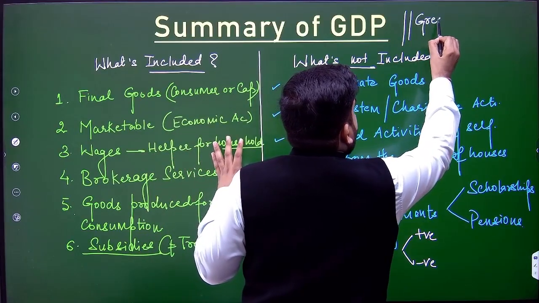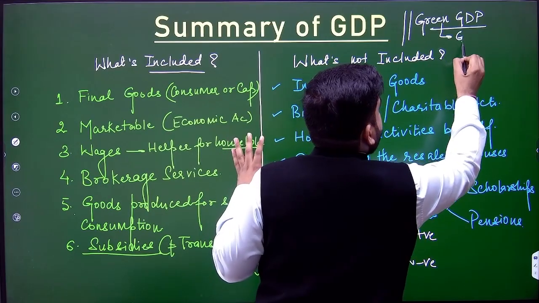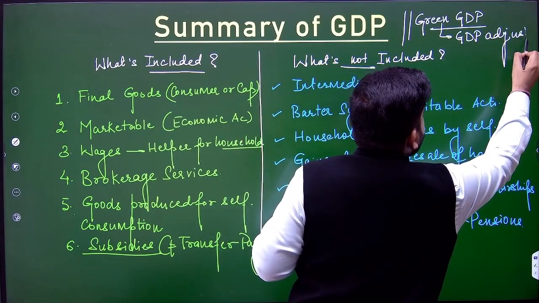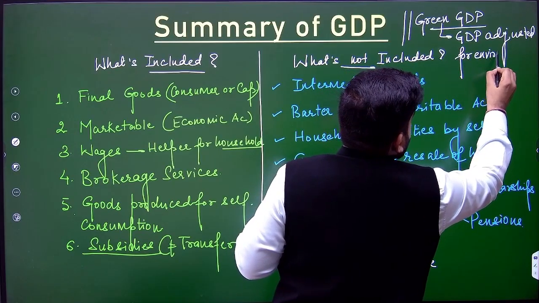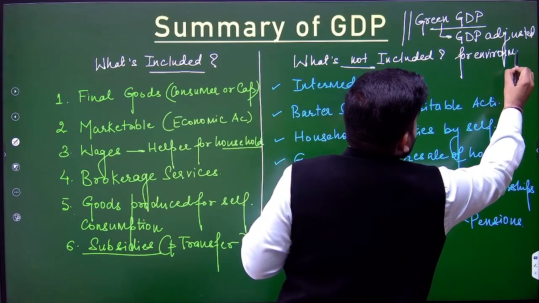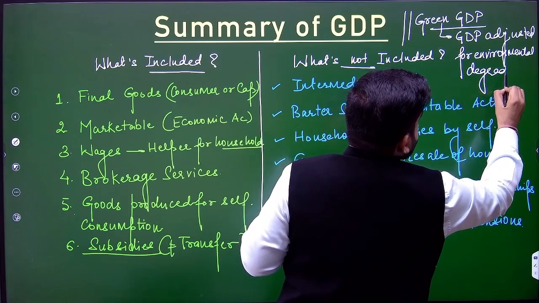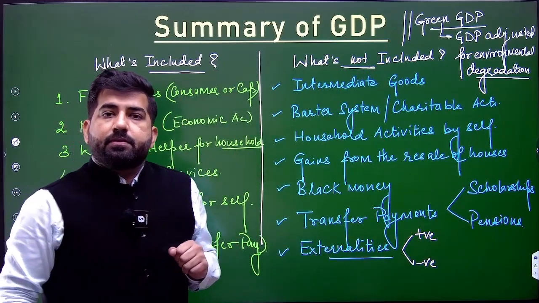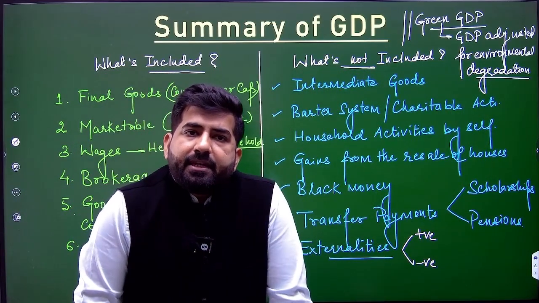Green GDP. And what is this green GDP? Green GDP is the GDP which is adjusted for environmental degradation. Any doubt? Clear? So green GDP is the GDP adjusted for environmental degradation.